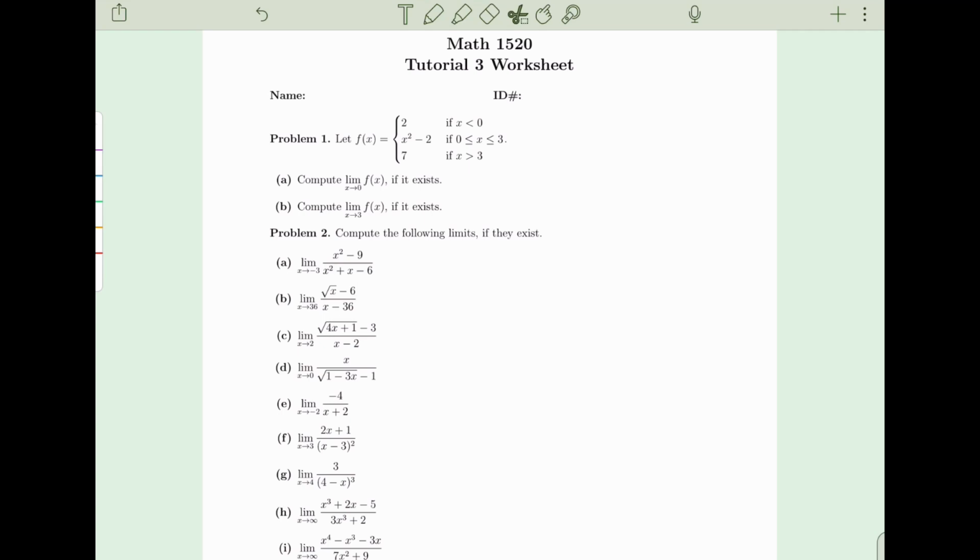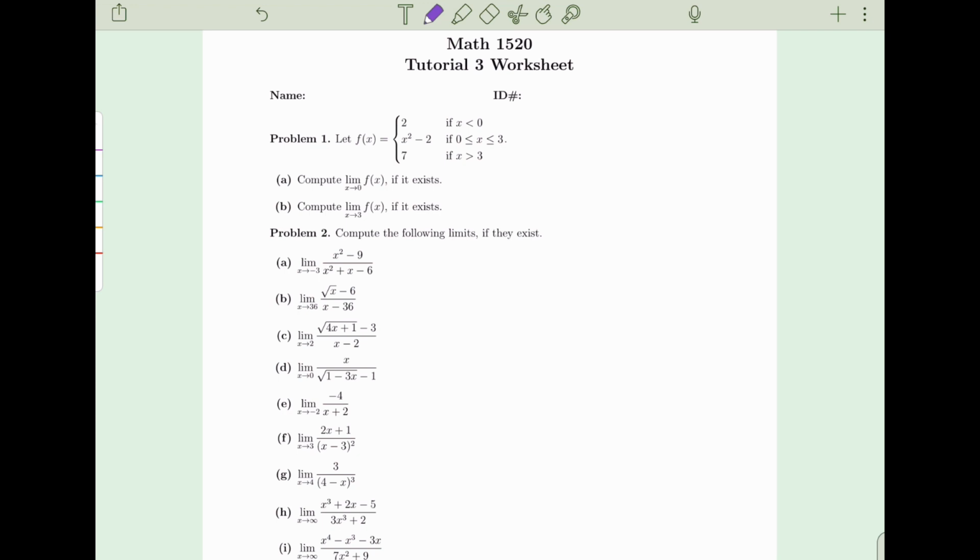Now let's take a look at problem 1. For the function f of x equal to the piecewise function here, we need to find two limits. The first one is when x goes to 0, and the second one is when x goes to 3. So the first problem is actually very simple.